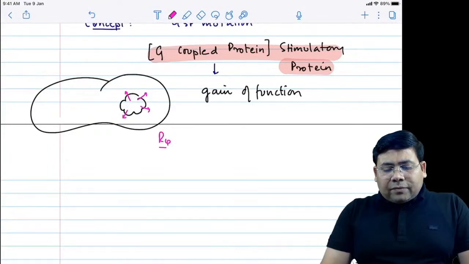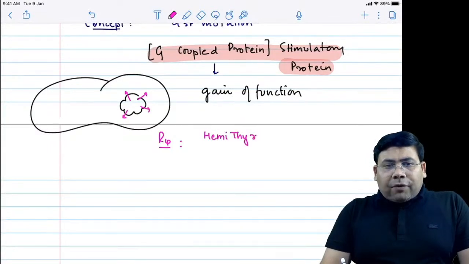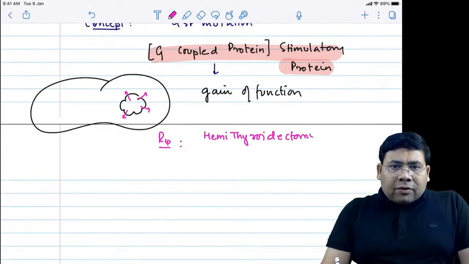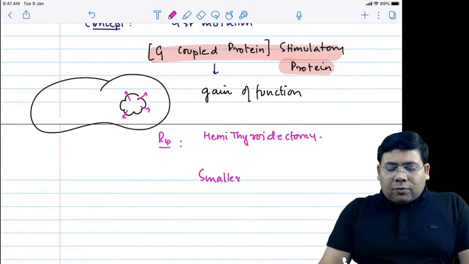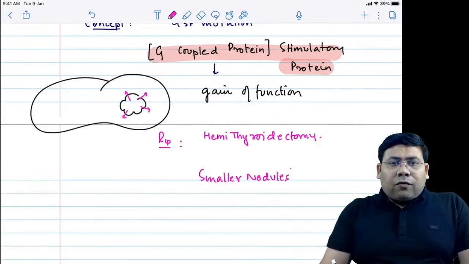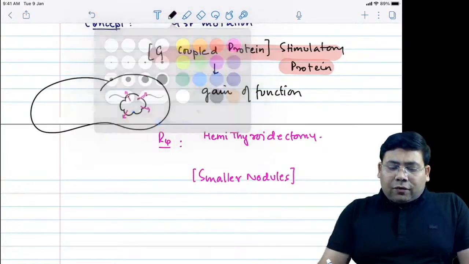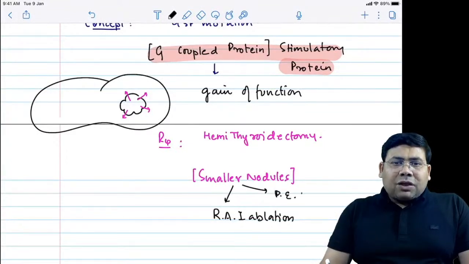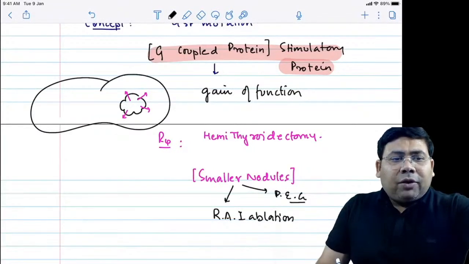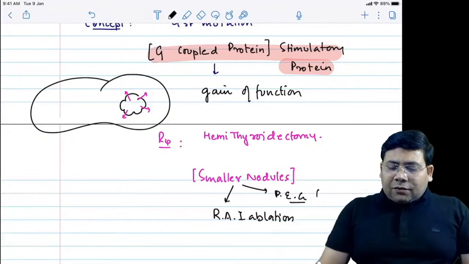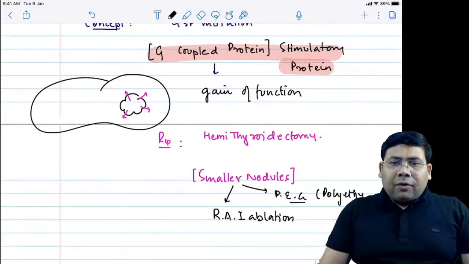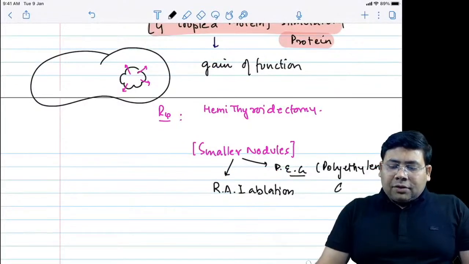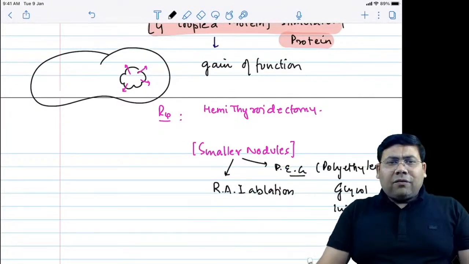So when you talk about the treatment, what is the treatment? The preferred treatment is hemithyroidectomy. For smaller nodules, you can also go for one very important thing, that is radioactive iodine ablation. One more thing that you can go for in smaller nodules is PEG. What is PEG? PEG stands for polyethylene glycol injection. So this is the very simple way of addressing this question.